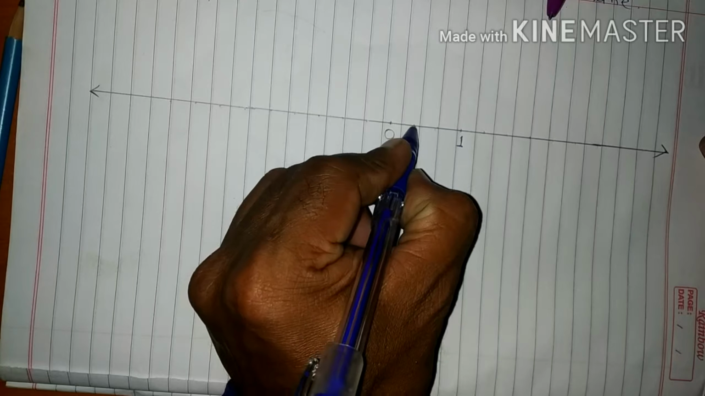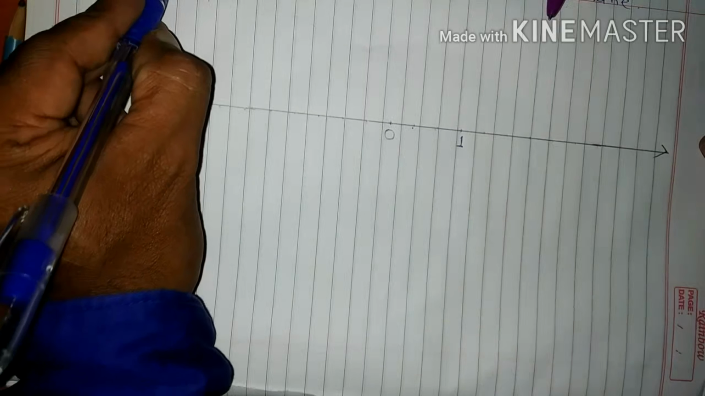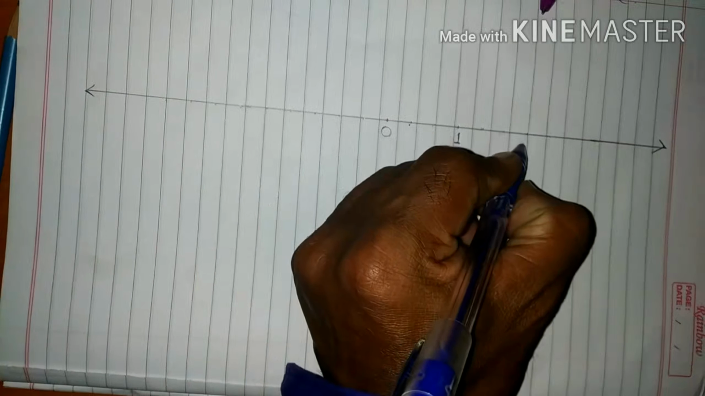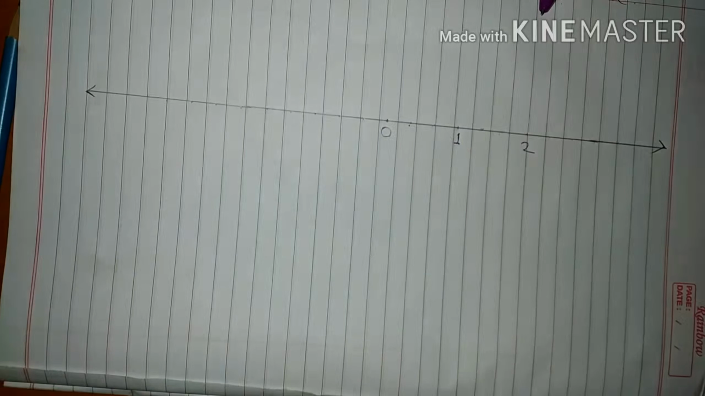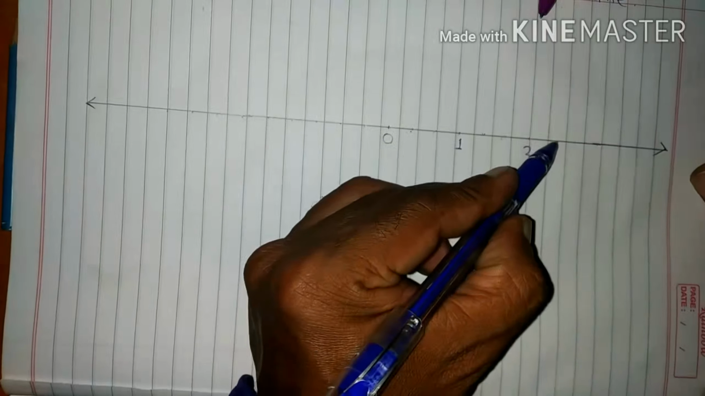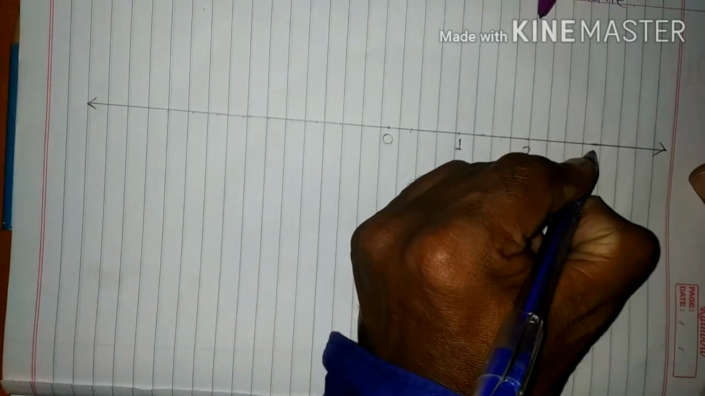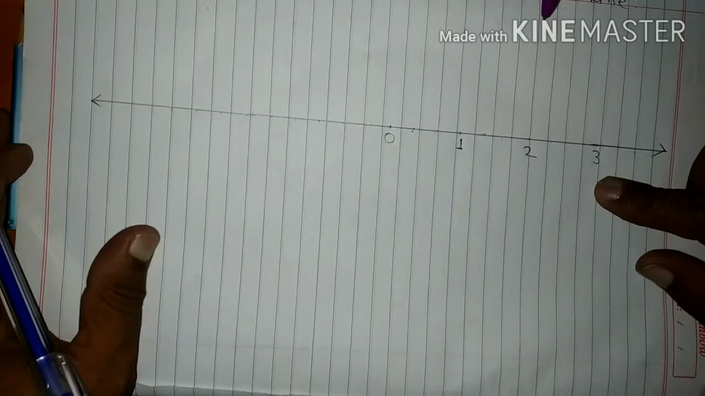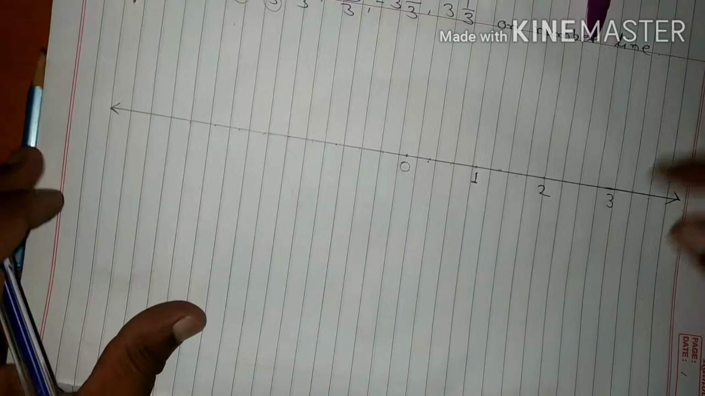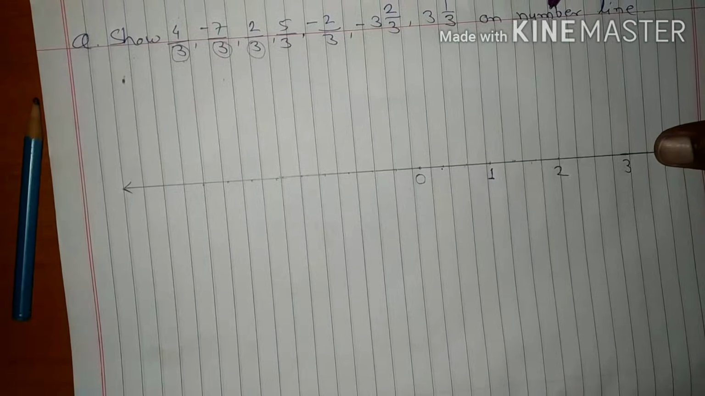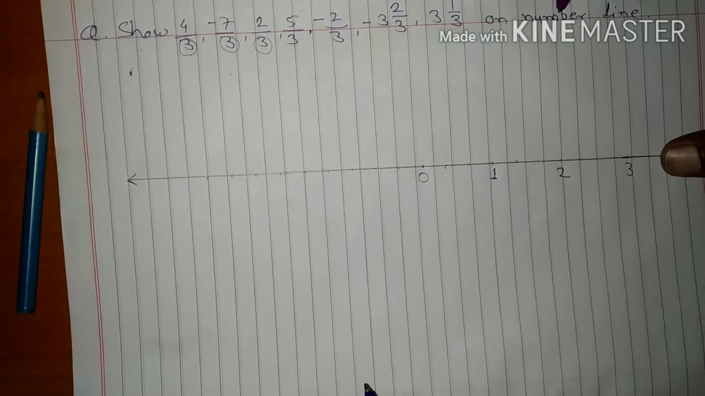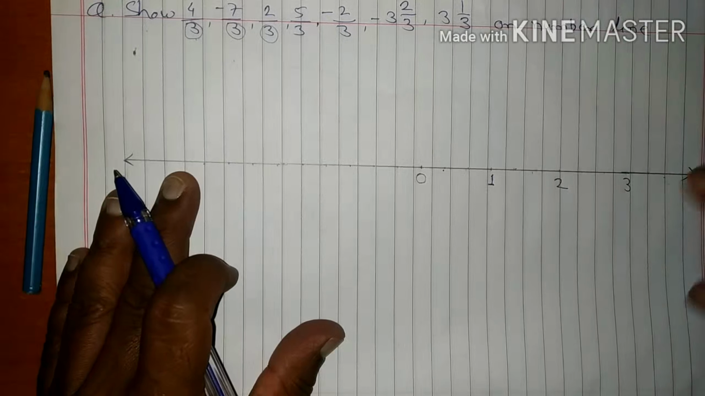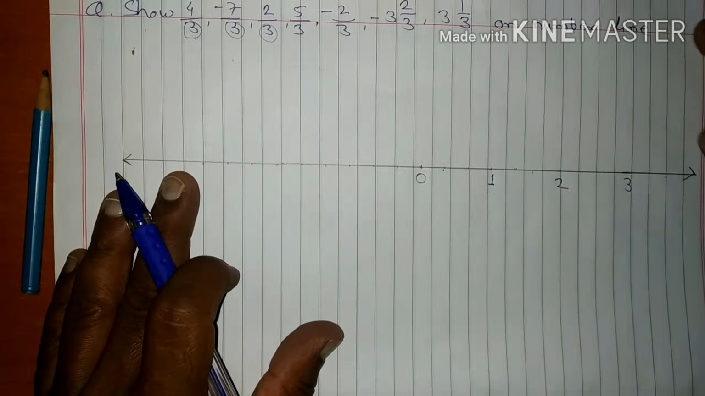Why after 3 points 1, 2, 3? Because denominator is equal to 3. So once again after 3 points 1, 2, 3, here I will write 2. Then after 3 points 1, 2, 3, I will write 3. So up to 3 I have plotted 3 points on the right hand side. These are positive 1, positive 2 and positive 3.